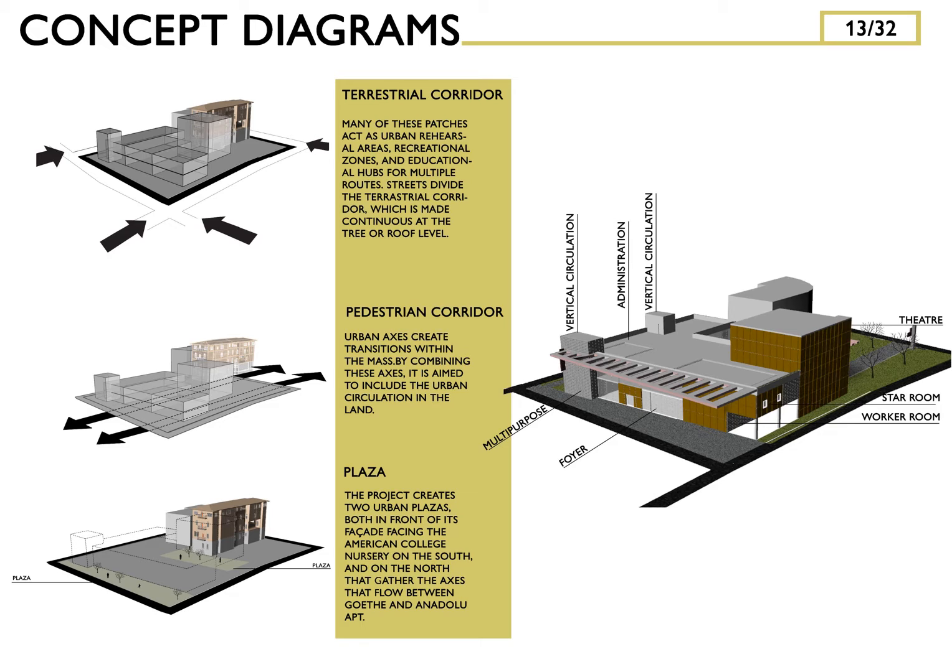Second one is pedestrian corridor. Urban axes create transitions within the building by combining these axes. It's aimed to include urban circulation in the land.